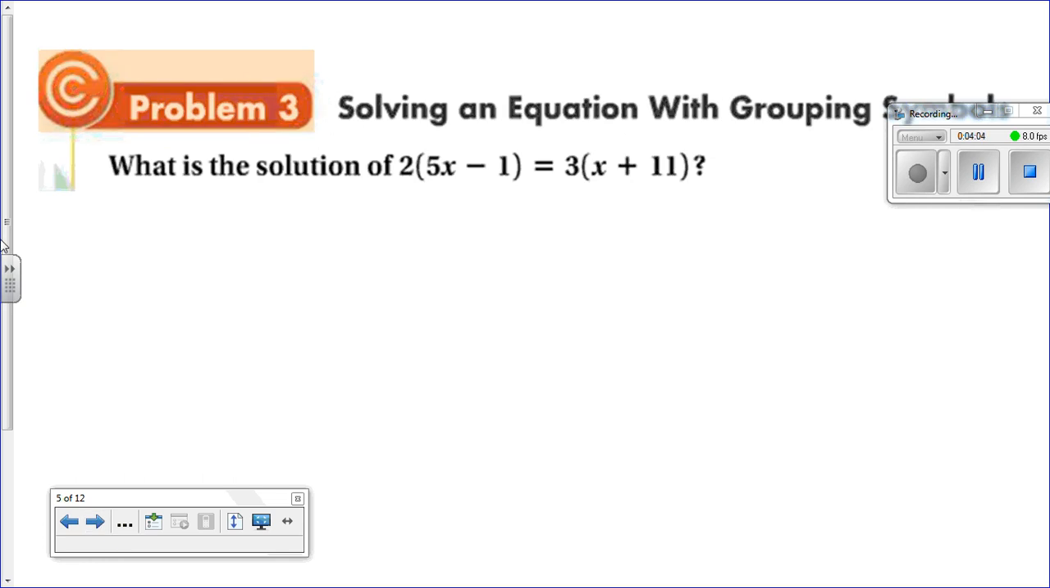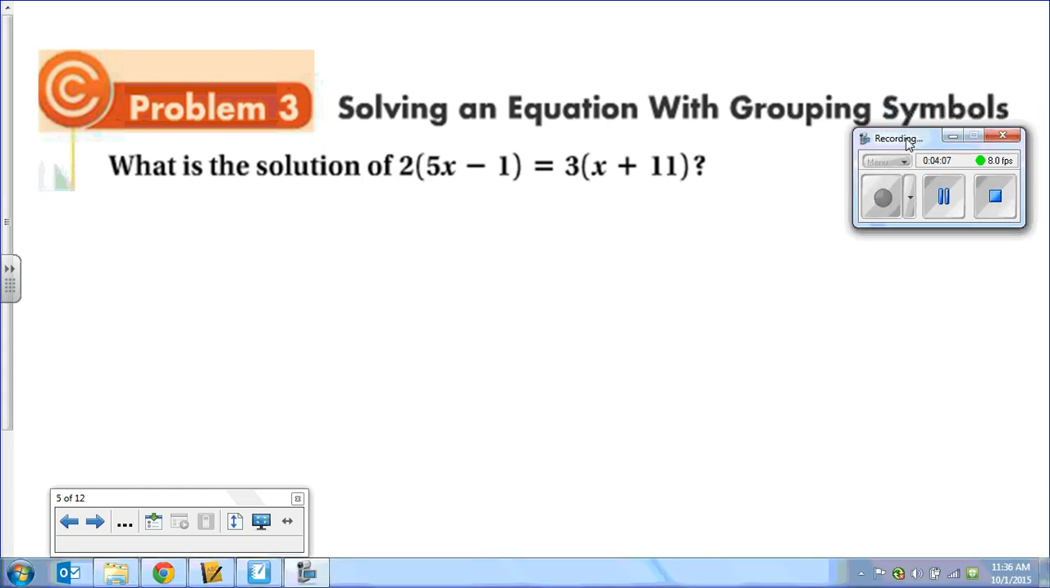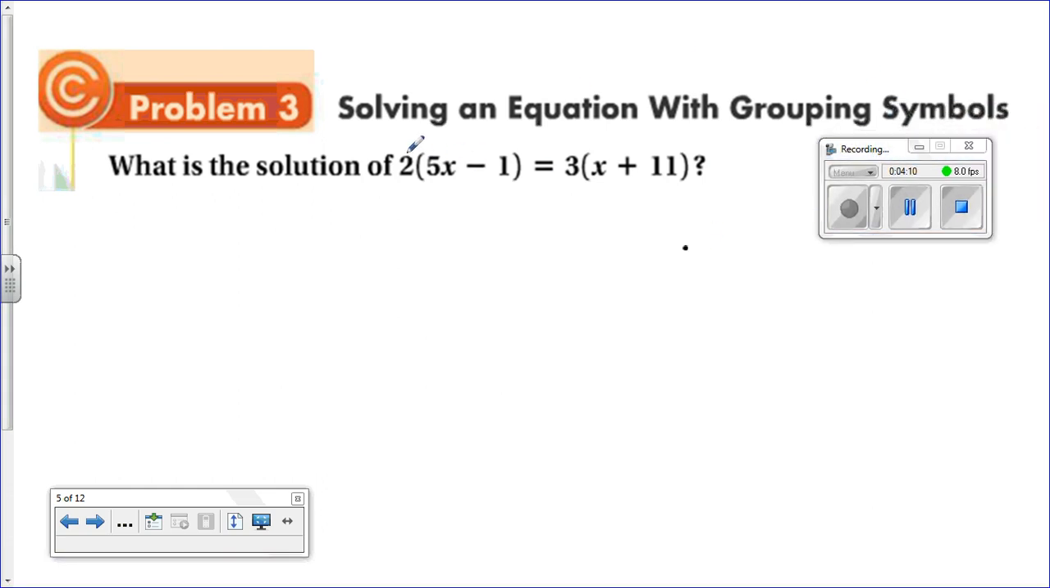Sometimes you have to distribute prior to solving. Okay, nothing changes compared to what it was before. So you distribute first. 2 times 5x is 10x. 2 times negative 1 is negative 2, equals 3 times x is 3x. 3 times 11 is positive 33. And again, I'm going to leave the 10x over here and move the 3x. Now, can you do them in opposite order? Sure, you can subtract 3x first.